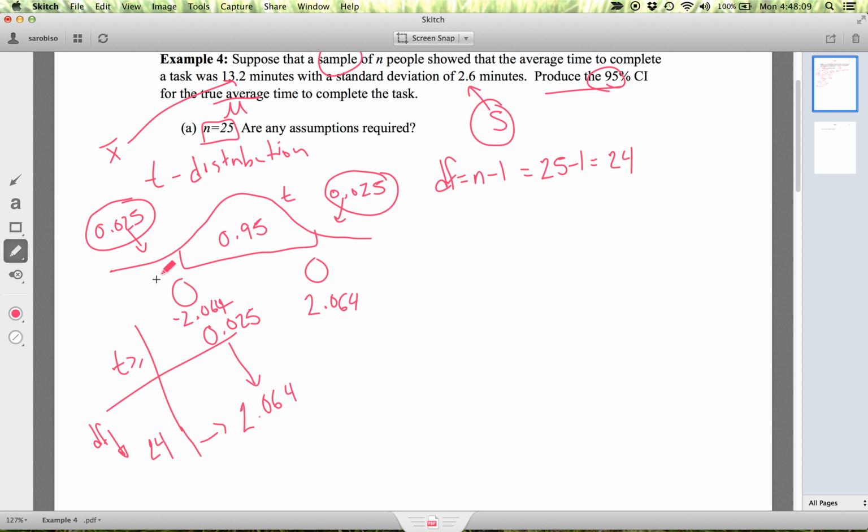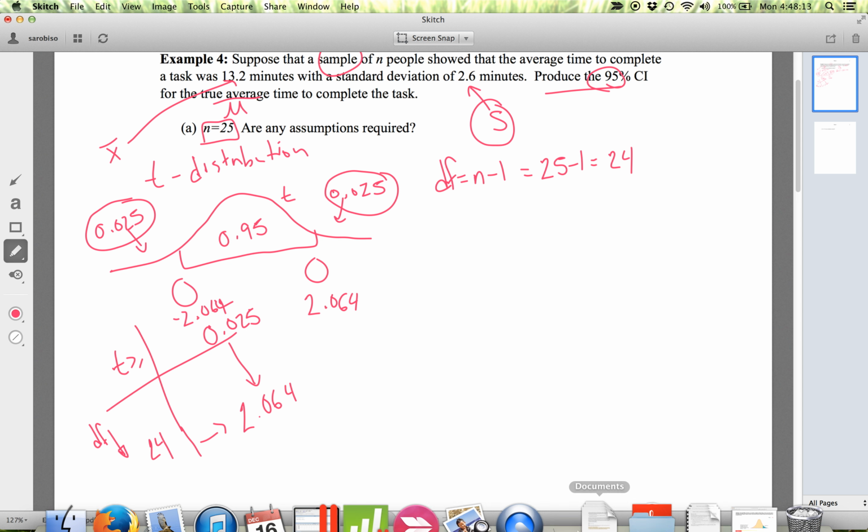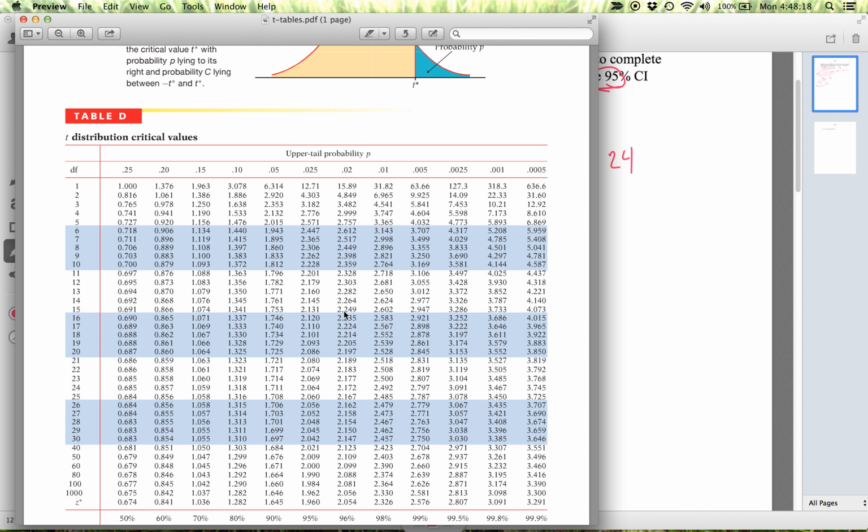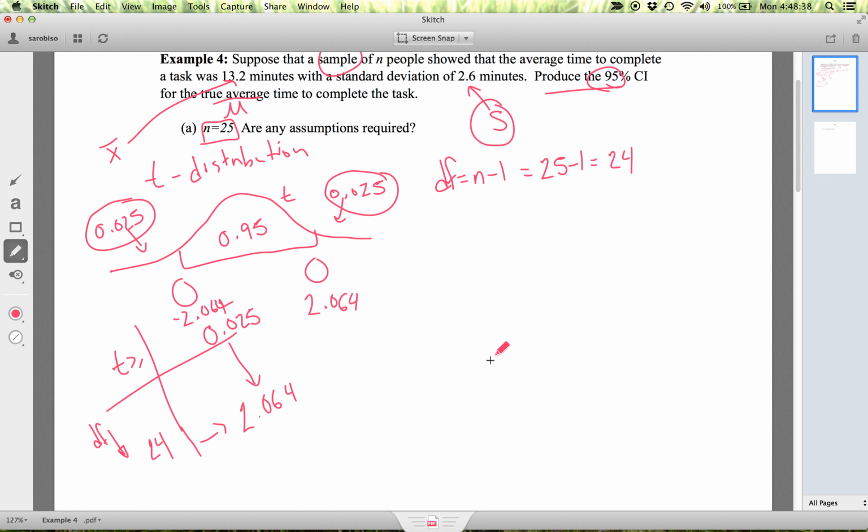Okay, so here are my t alpha over 2 values. That's fine. Let me show you where it actually comes from, the actual t table. Okay, so here is the t table. What you need to do is find your degrees of freedom first. Here it is, 24, and we want to find where that matches up with the tail probability here of 0.025. So down this column, and here is the value that I found, 2.064. Okay, we've got our t value now.